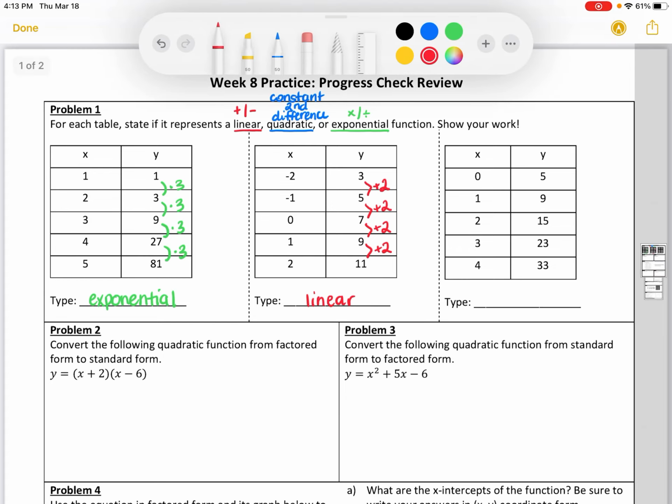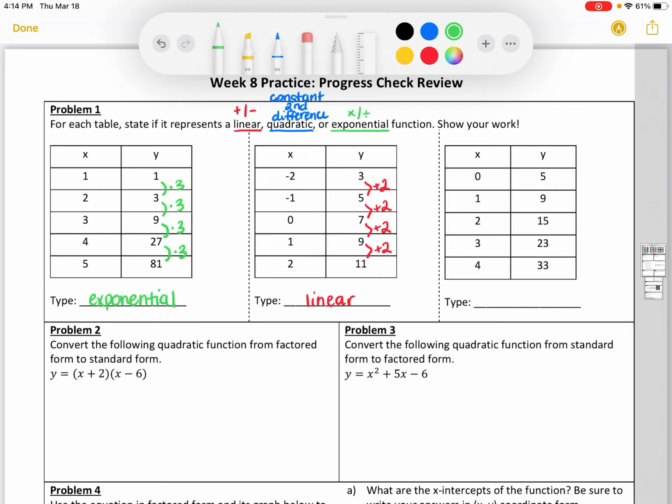Now we're on to our last one. I have a feeling it might be quadratic since we haven't seen one yet, but we got to check. So my y values are 5, 9, 15, 23, 33. I start again. They're getting bigger. So once again, I'm going to try adding first. So 5 plus what gives me 9? That would be plus 4. Use your calculator trick if you need it. 9 plus what gives me 15? That would be 9 plus 6. Right away, I'm not getting a pattern. So it can't be linear.